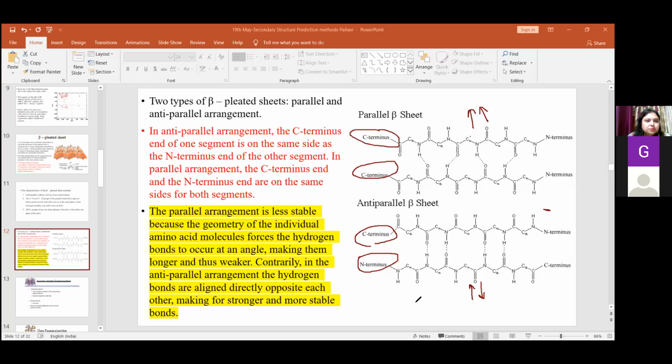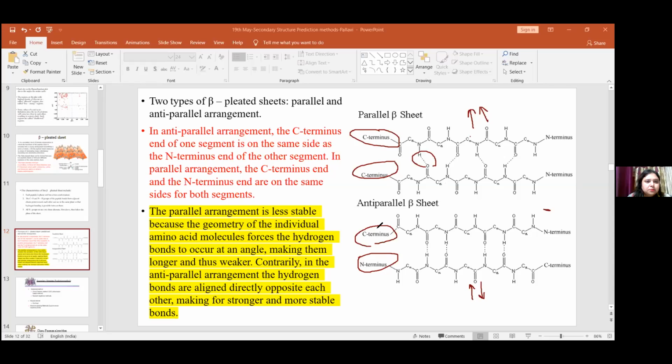In the parallel arrangement, it has been seen that it is less stable, because the geometry of the individual amino acid molecules forces the hydrogen bonds to occur at an angle that makes them weaker. So if both the C termini are facing towards each other, the secondary structure is less stable because the hydrogen bonding is weak in this case. As you can see here, this is my bond.